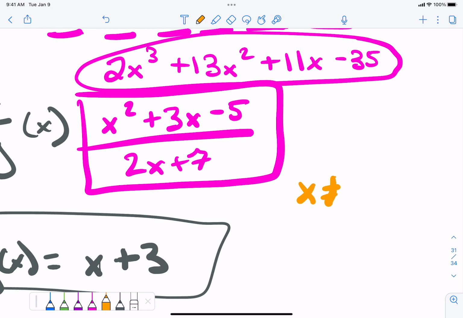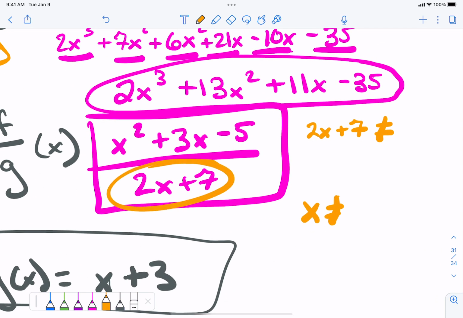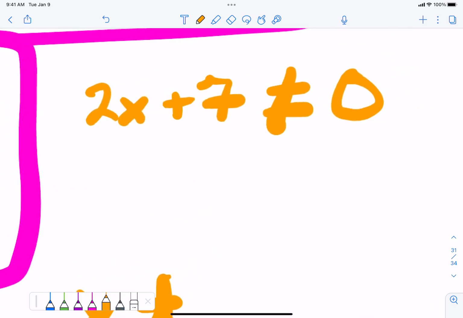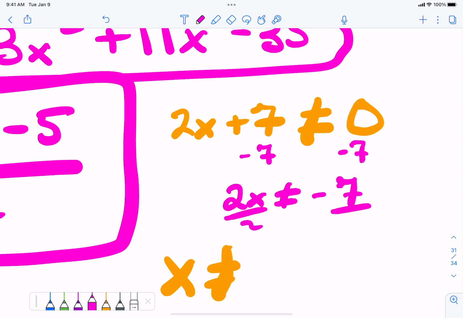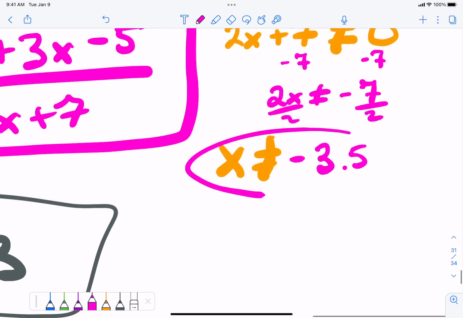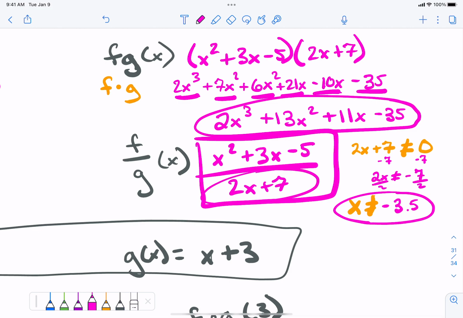To do that, I say 2x plus 7. What do we want 2x plus 7 not to be? It can't be 0. Then we solve it. I'm going to subtract the 7, so 2x can't be -7. Then divide by 2, so x can't be -3.5. We don't want this bottom to be 0, which means x can't be -3.5. That's the divide. Got it?